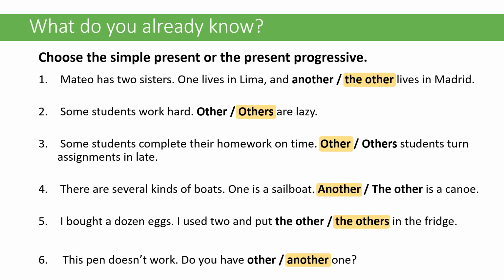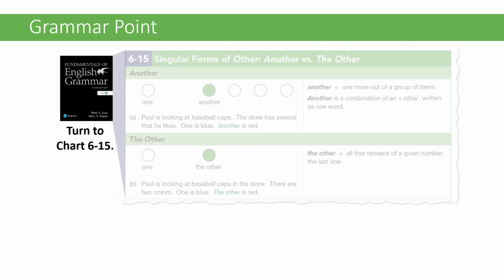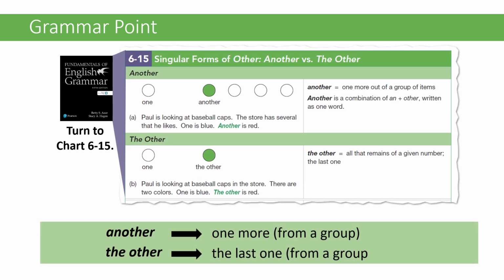If you got a lot of these incorrect, don't worry, that's normal. But we want to make sure that we understand what the rules are. So let's start with chart 6-15 and talking about the difference between another and the other.